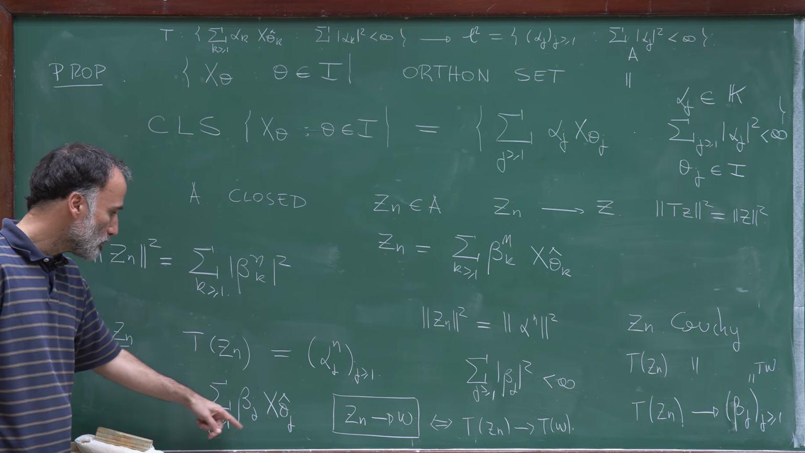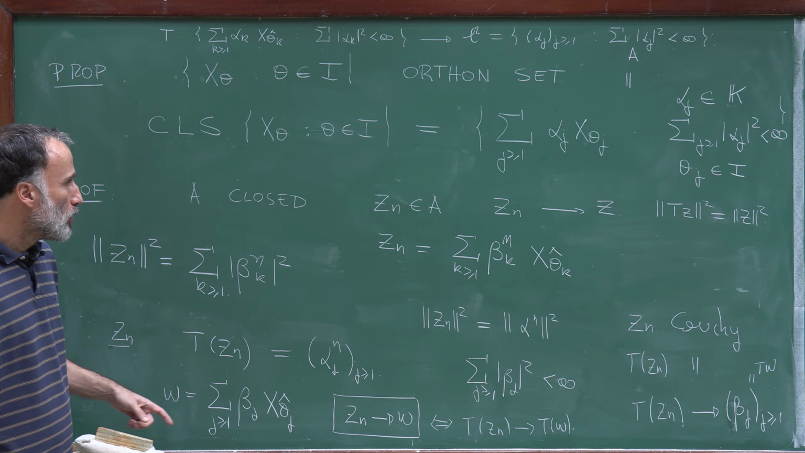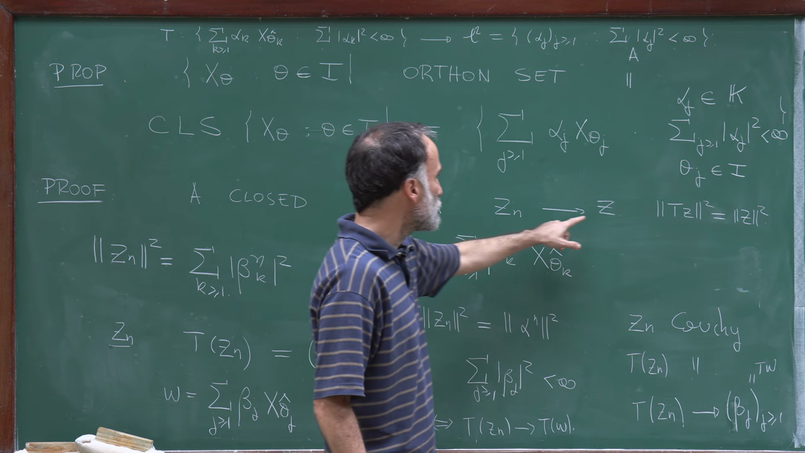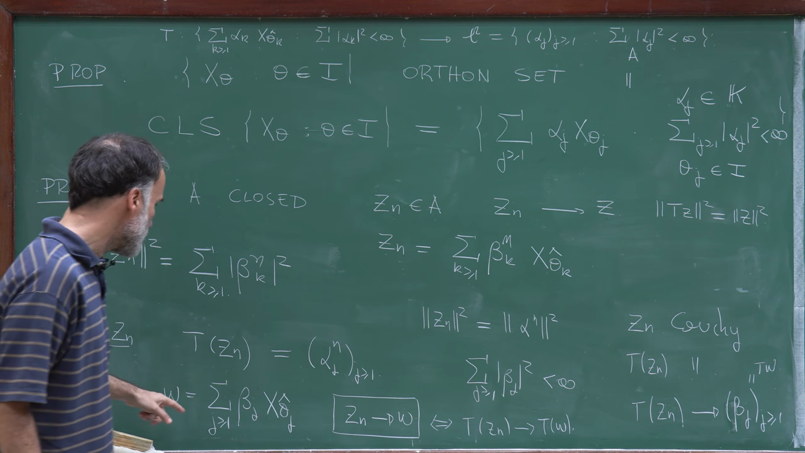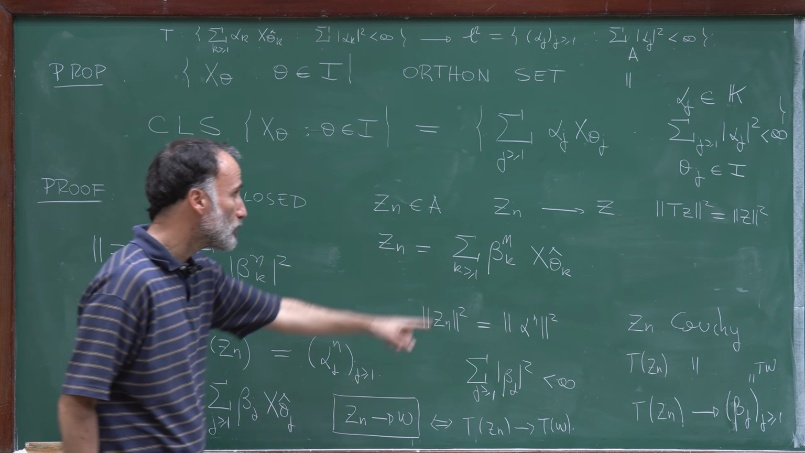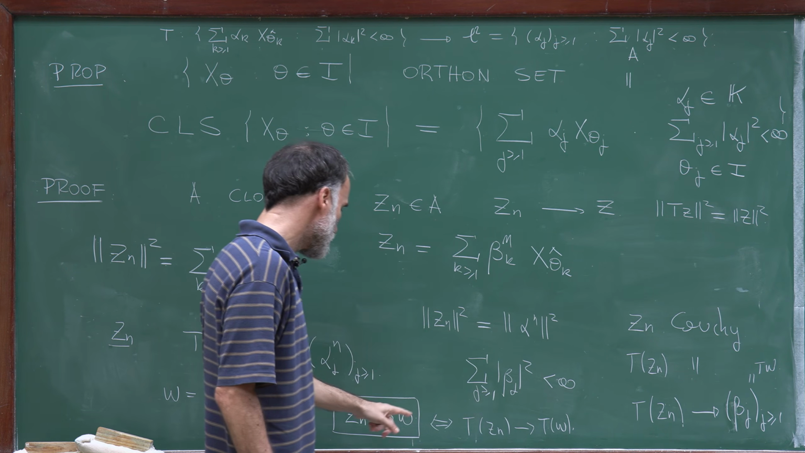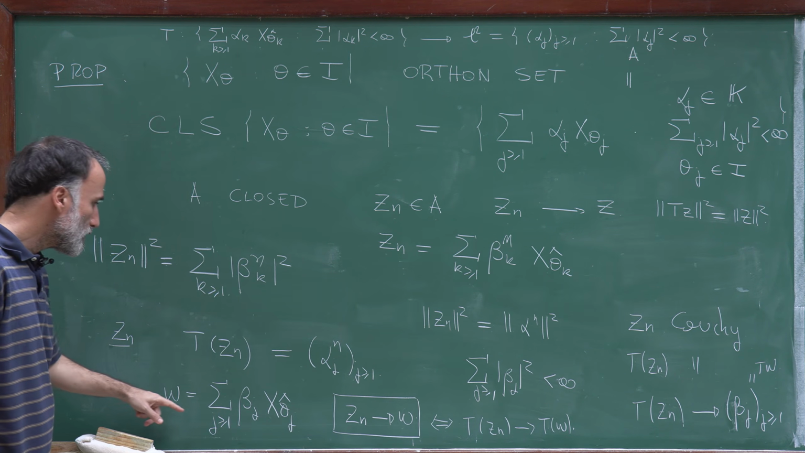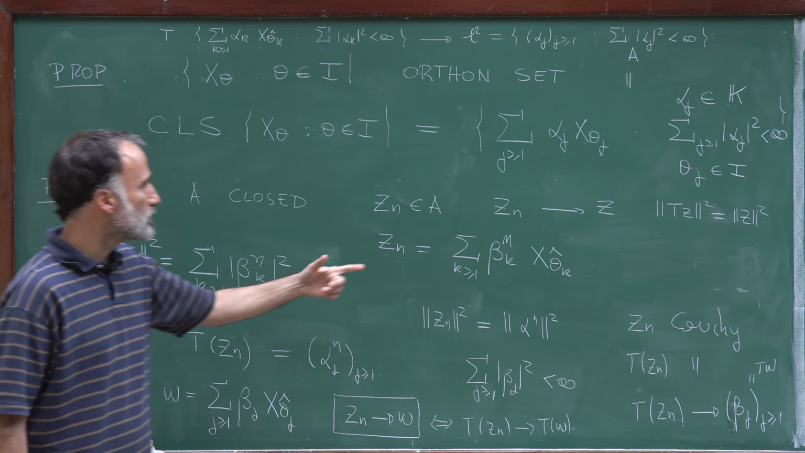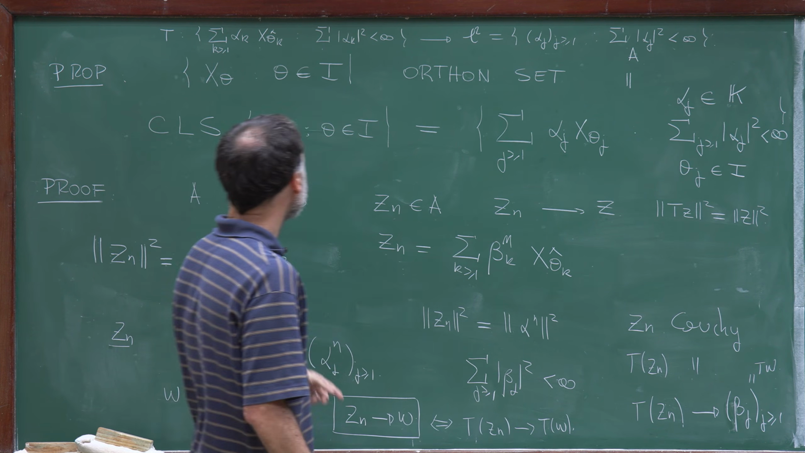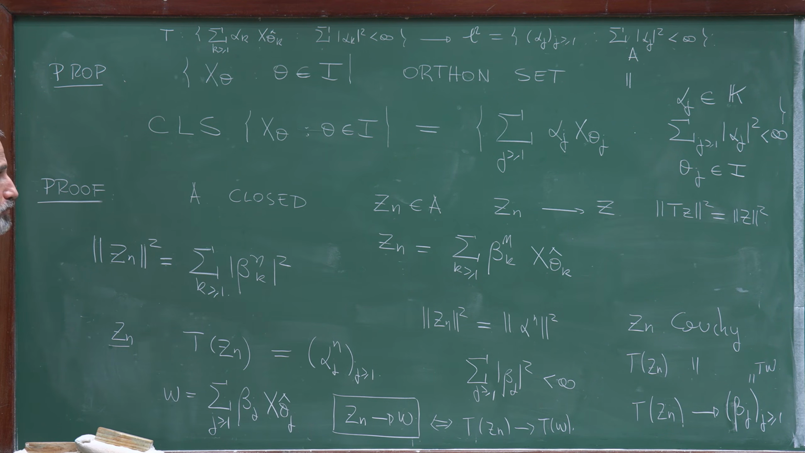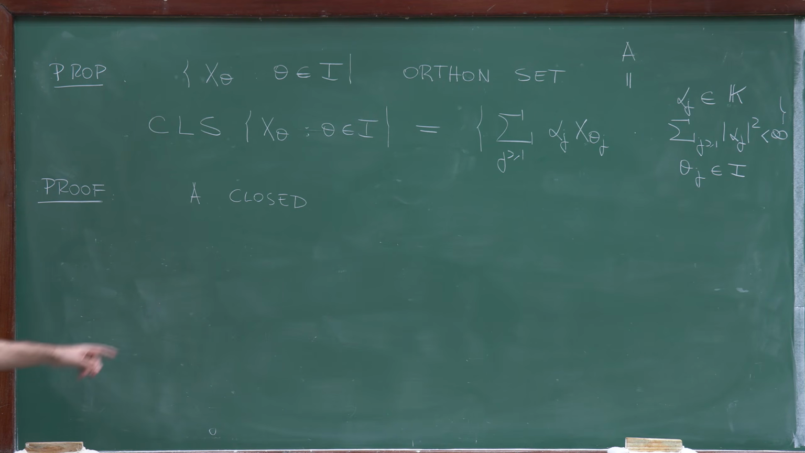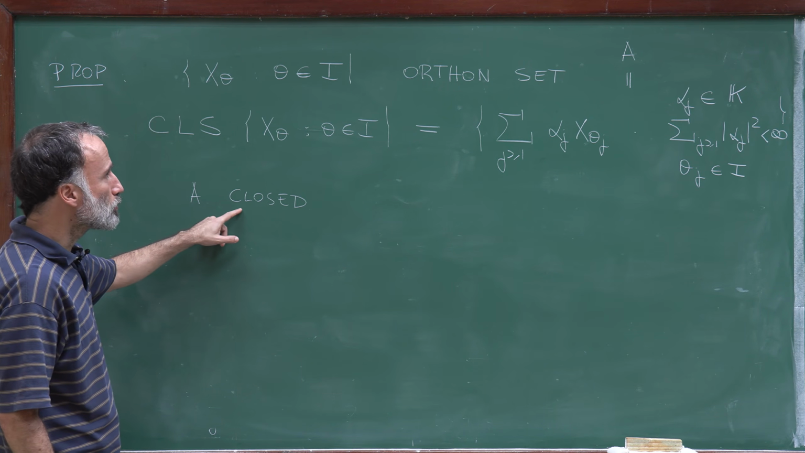Well, W is given by this sum. But Zn is converging to Z, and Zn is converging to W. So W is equal to Z. So Z is equal to W, and W is an element of A. This proves that Z is an element of A, and therefore that the set A is closed. So we just proved that A is a closed set.